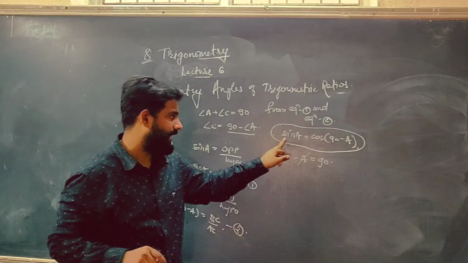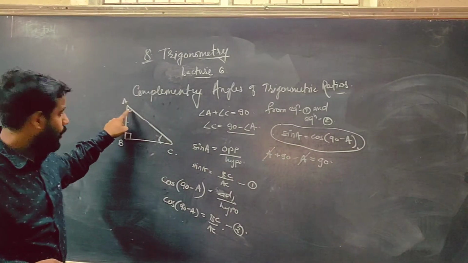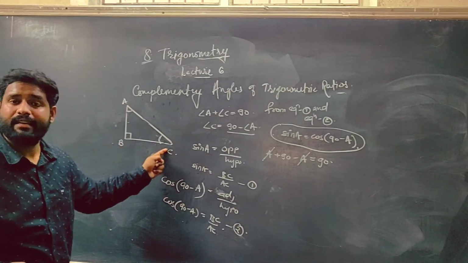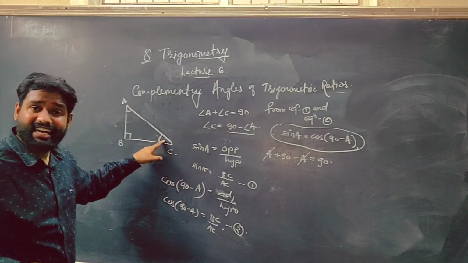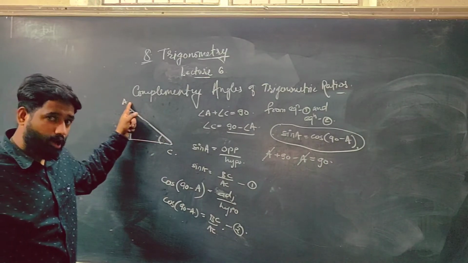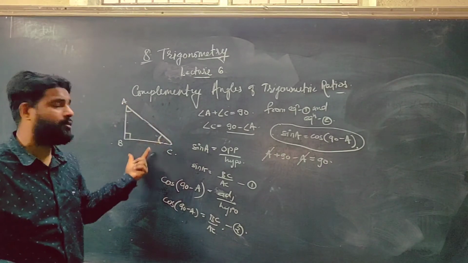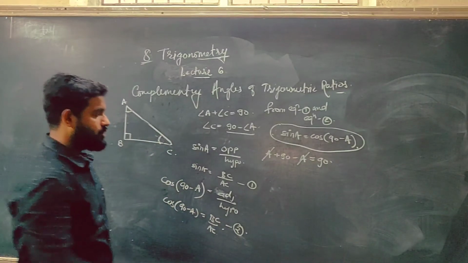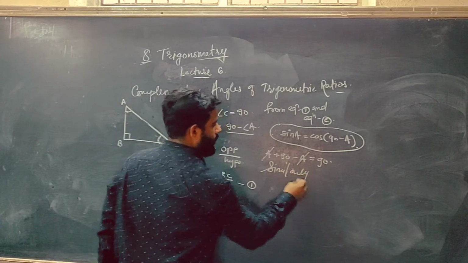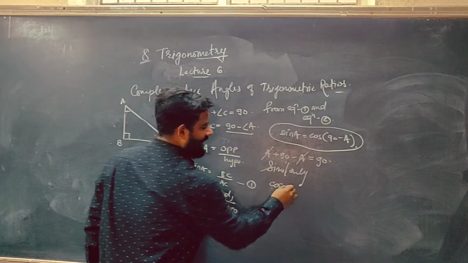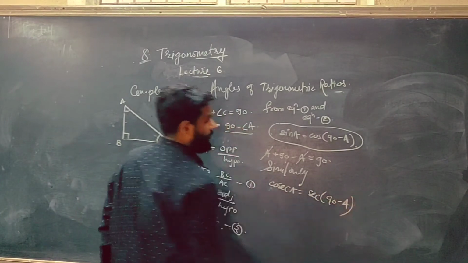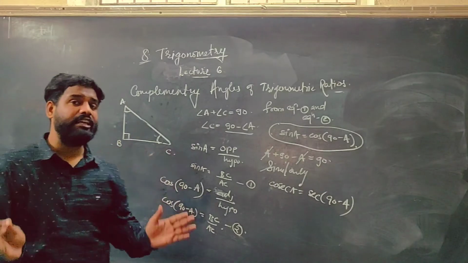For example, sine A. If I find cosec A, cosec A is hypotenuse upon opposite, that is AC upon BC. And if I find sec 90 minus A, that is the opposite of cos, sec 90 minus A will give you hypotenuse upon adjacent, that is AC upon BC. So both values are also equal. So similarly, we don't have to prove it separately. Similarly, you write cosec A is equal to sec 90 minus A.